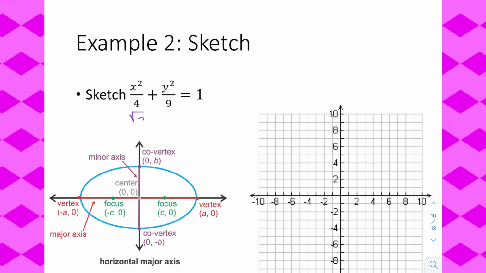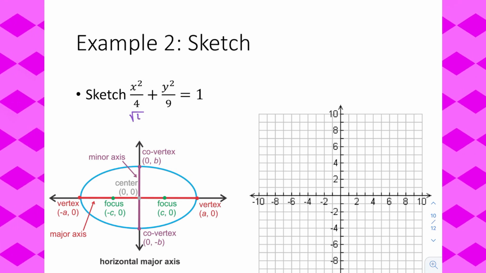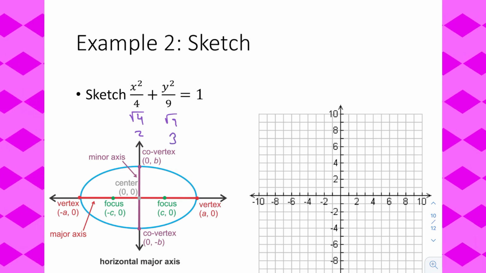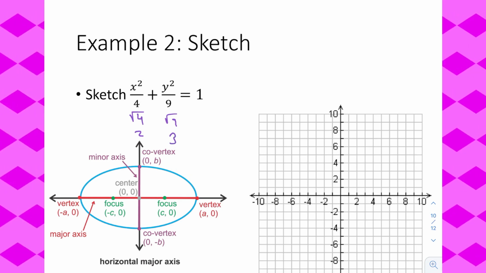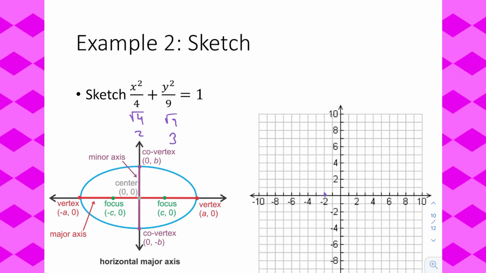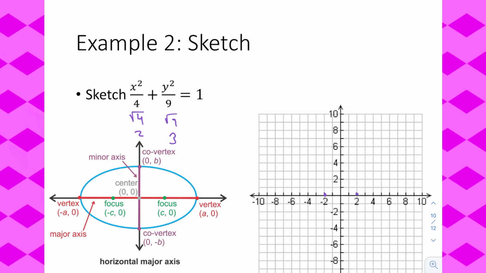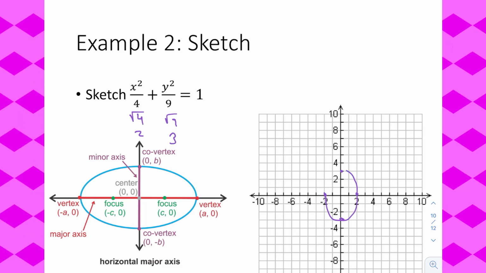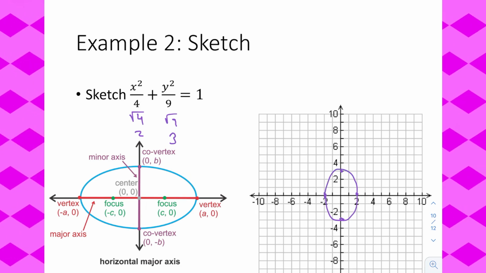So here we'll sketch, and then we'll label all of our parts. 4 tells us our radius in the x direction is 2. 9 tells us our radius in the y direction is 3. So I'll go left and right 2, I'll go up and down 3, and I'll sketch my ellipse.